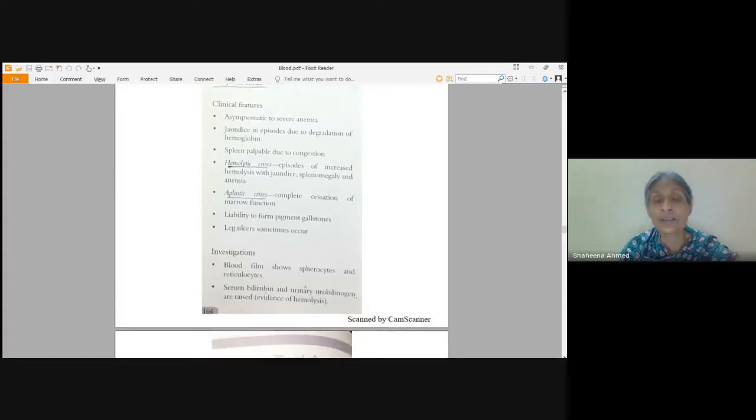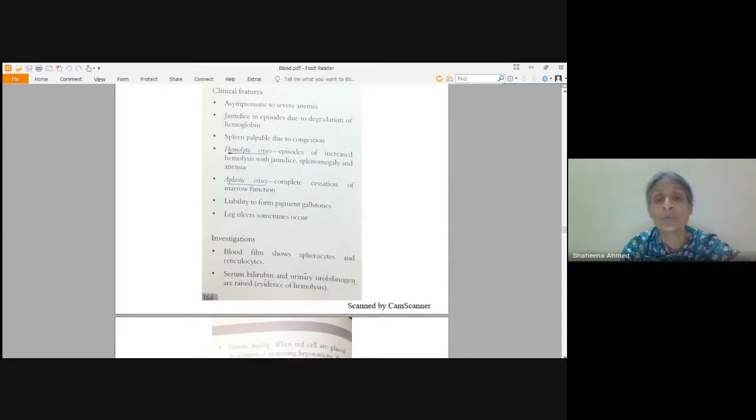Now, the clinical features that you're going to see: it can be a totally asymptomatic condition, or at the other end, there can be severe anemia associated with it. Now, in this case, you might find episodes of jaundice because as hemolysis is occurring, RBCs are being broken down. When hemoglobin comes out, we know when it degrades, it forms bilirubin. So when the levels of bilirubin increase, you will see jaundice.